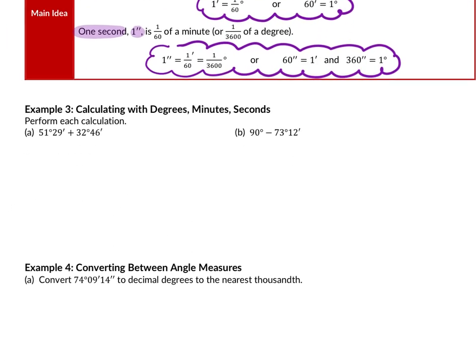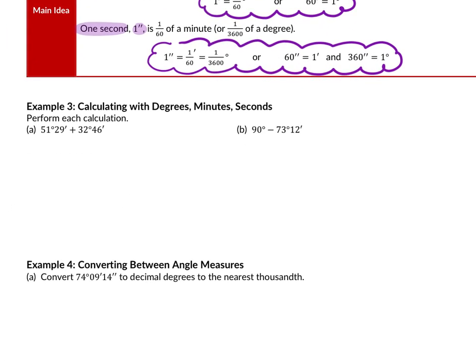So if we're just adding or subtracting DMS numbers, degrees, minutes, seconds, we just treat it like an 8-year-old math problem. So if we're doing part A, we would do 51 degrees, 29 minutes, plus 32 degrees, 46 minutes. And you just add like you did in elementary school.